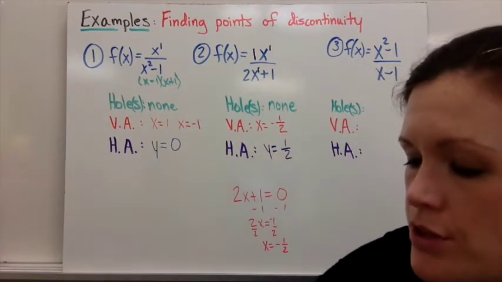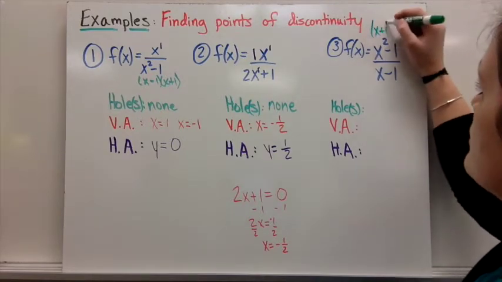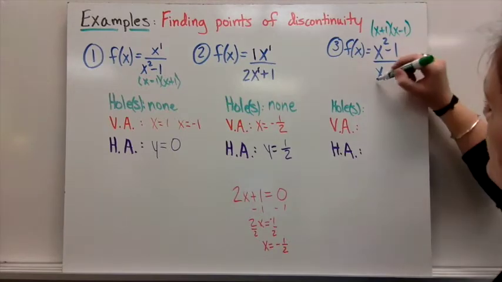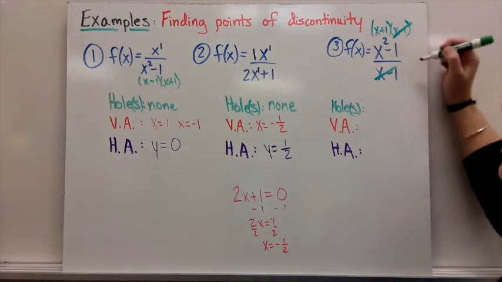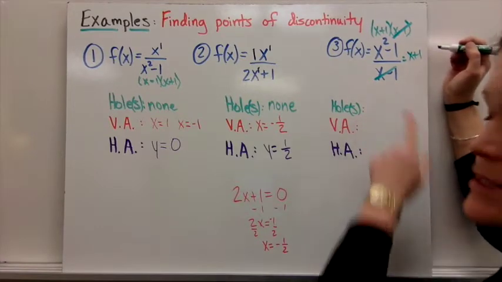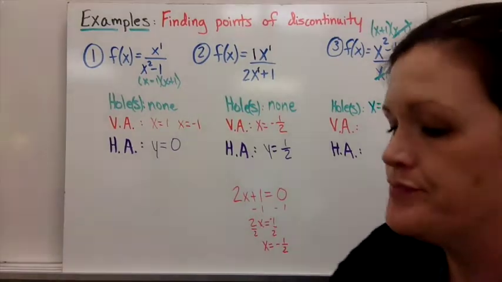And then let's look at the third example. First, we want to factor out anything we can. So let's factor the numerator. And we can tell that this would cancel with the denominator and leave us with just x plus 1. So if x minus 1 cancels out, we have a hole at x equals 1.